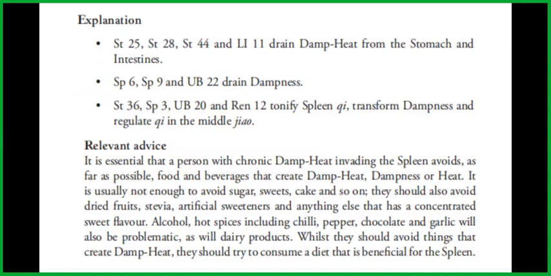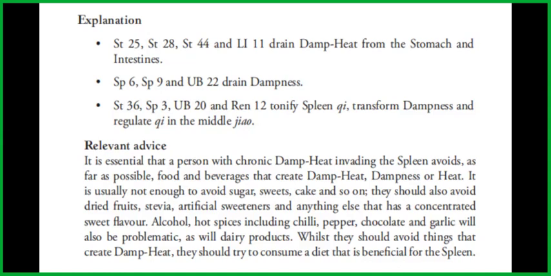Relevant advice. It is essential that a person with chronic damp heat invading the spleen avoids, as far as possible, food and beverages that create damp heat, dampness, or heat. It is usually not enough to avoid sugar, sweets, cake, and so on. They should also avoid dried fruits, stevia, artificial sweeteners, and anything else that has a concentrated sweet flavor. Alcohol, hot spices, including chili, pepper, chocolate, and garlic will also be problematic, as will dairy products.